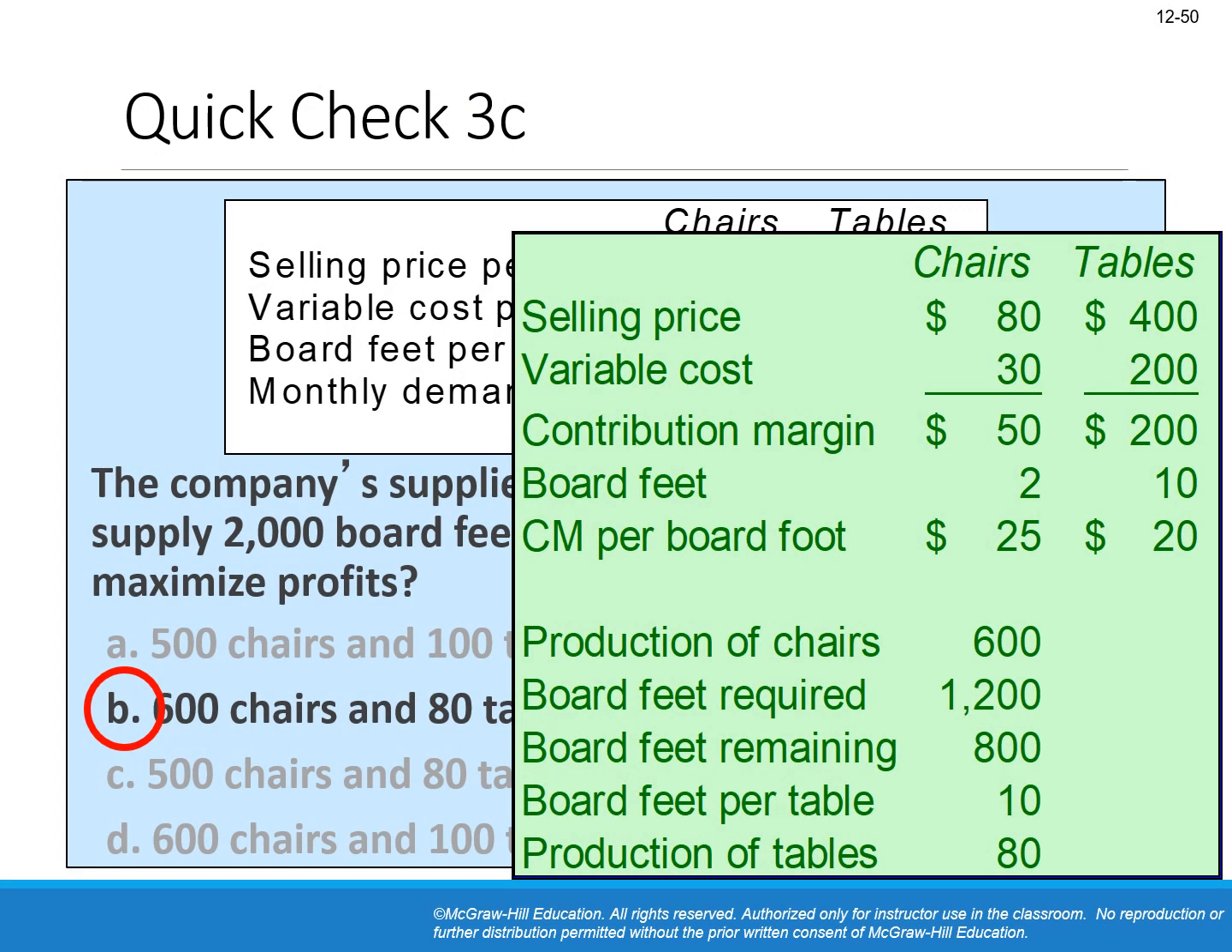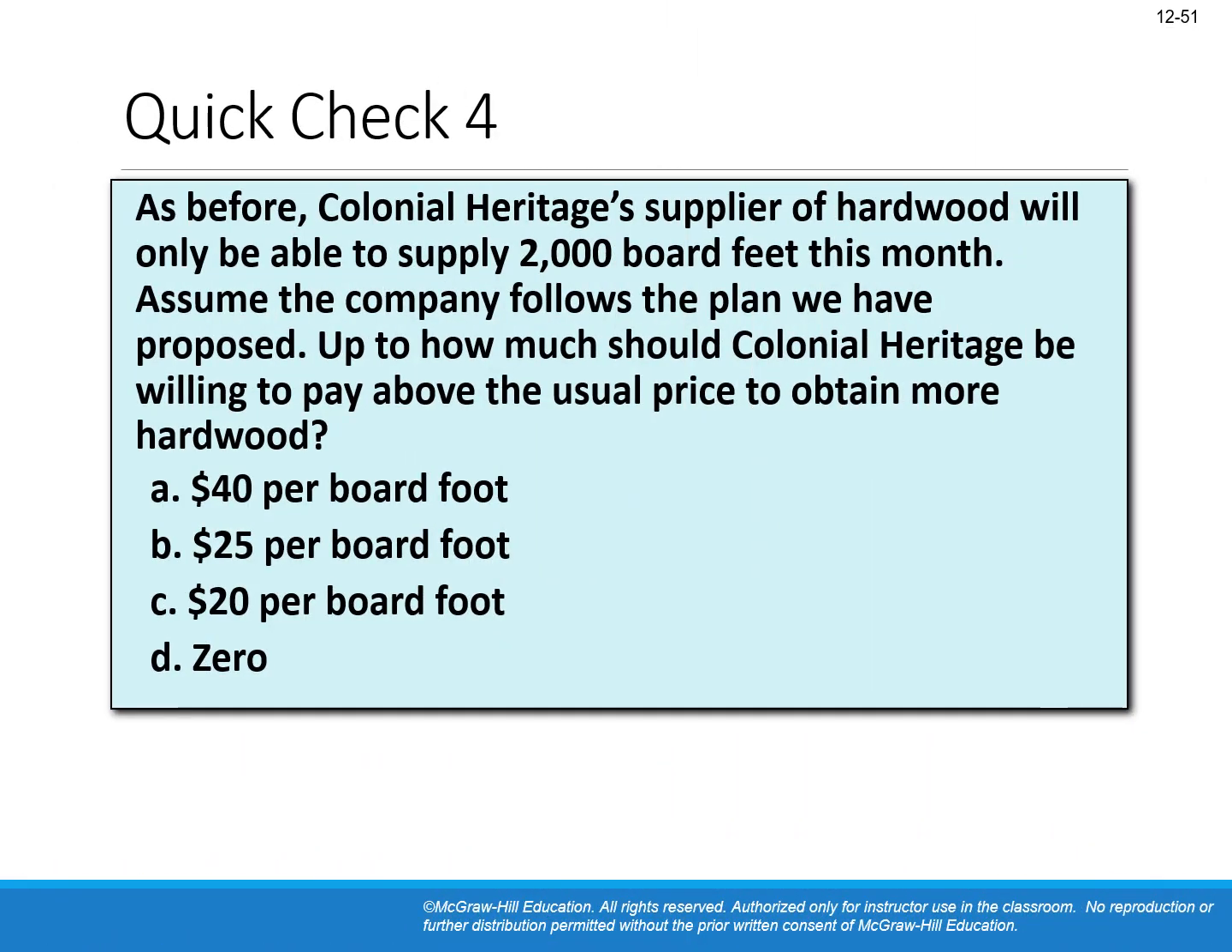So this is what I showed you, that the CM per board foot for the chairs is 25 as compared to 20 for the tables, and thus we should prioritize the manufacturing of chairs. Then they asked us, as before, the company has a constraint of wood. Assume the company follows the plan we have proposed, which is prioritizing chairs. Up to how much should the company be willing to pay above the usual price to obtain more hardwood?